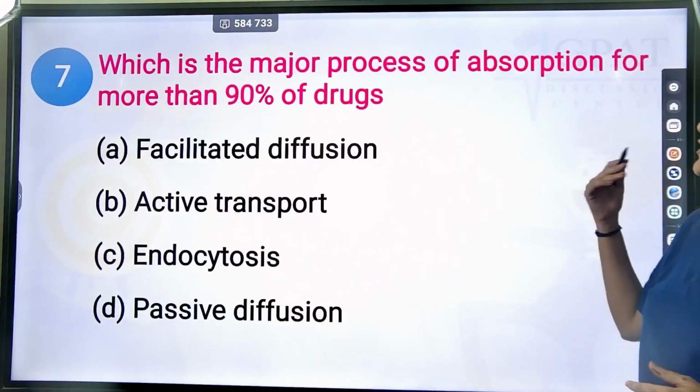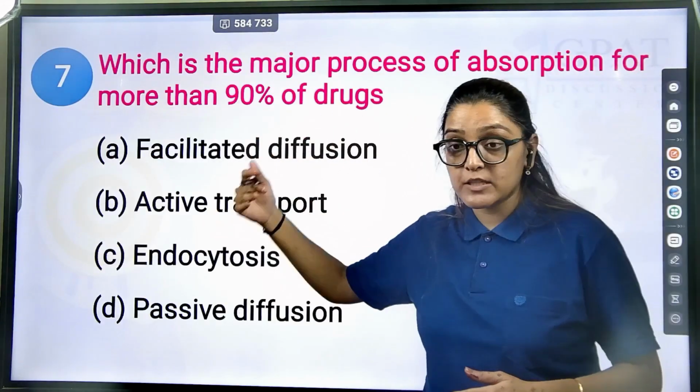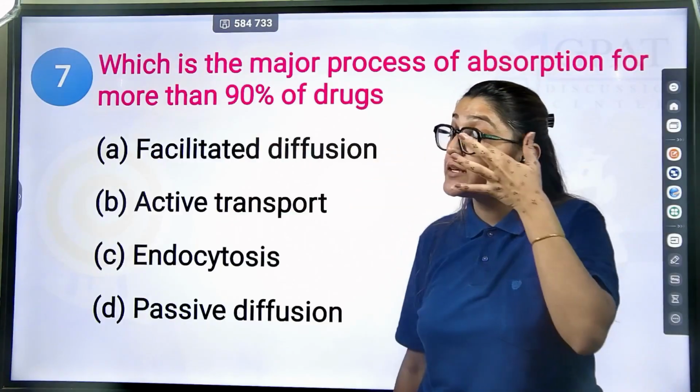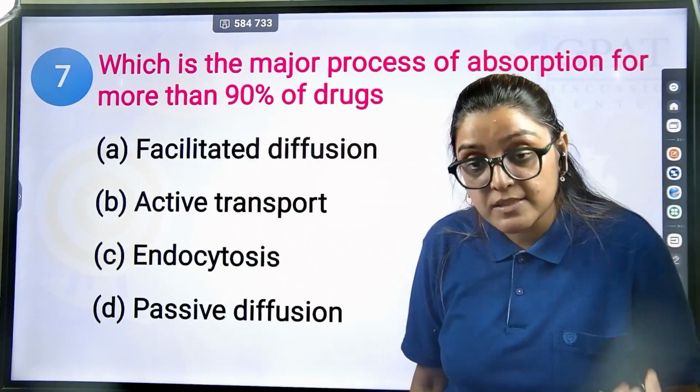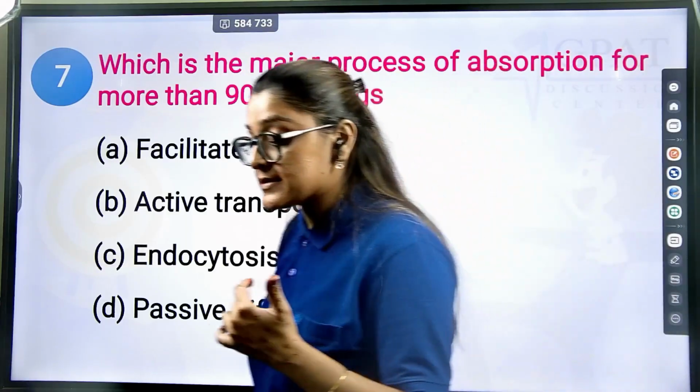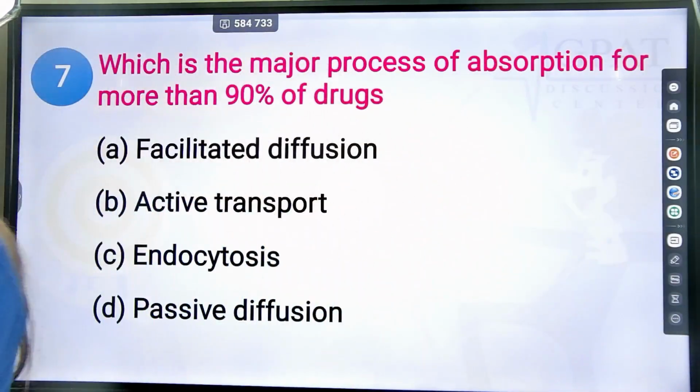Which among the following processes is responsible for more than 90% of the drug absorption process? I mentioned right before this that around 90% of drugs follow the passive diffusion path for their transportation across the membrane.